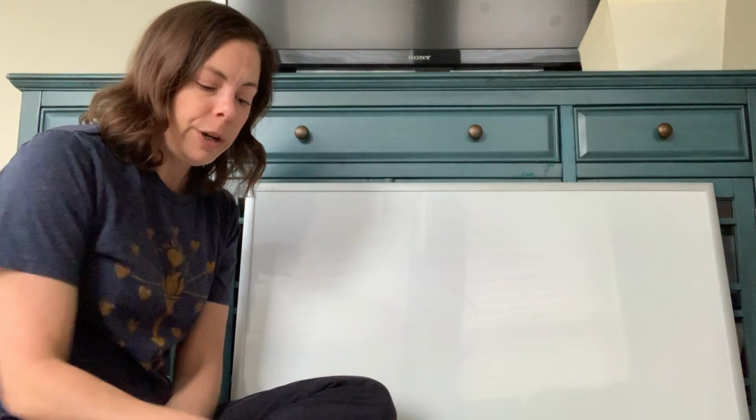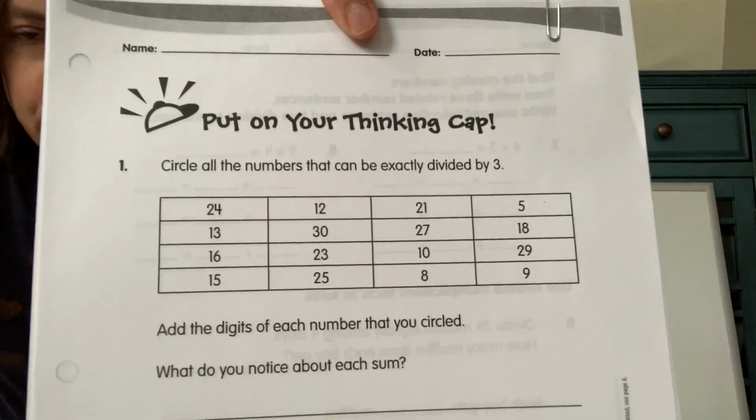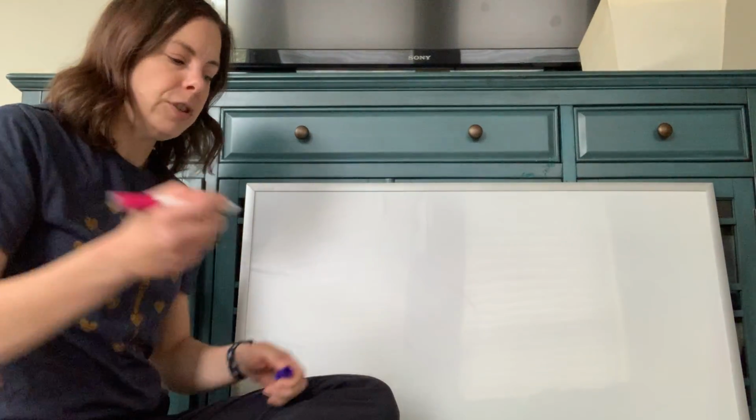We are going to finish up multiplication and division today. So we are looking at page 101. Looks like this, should be the front of your packet. And on the back it has one of those thinking caps where we have to solve the puzzle. So let's start with the front. It's the fact families for multiplication and division.